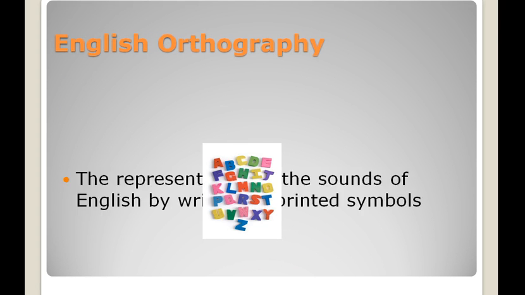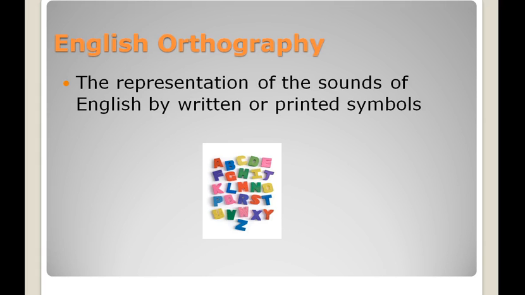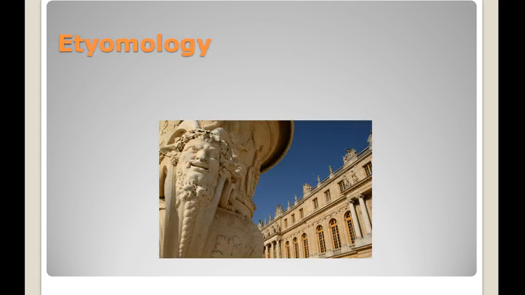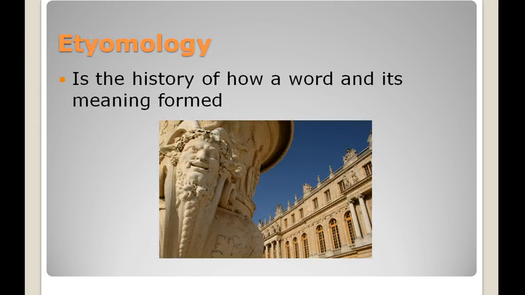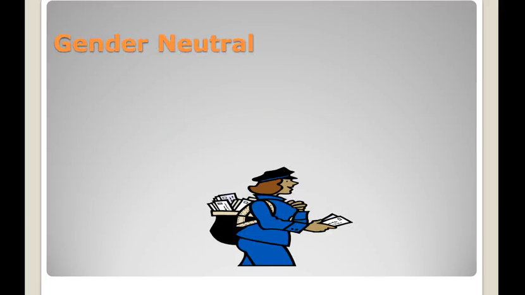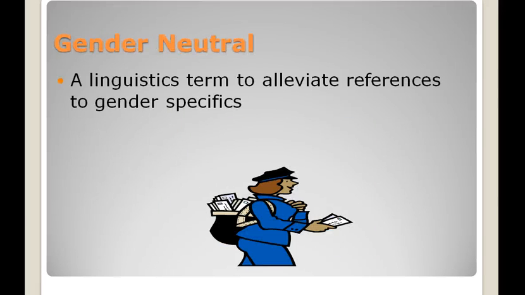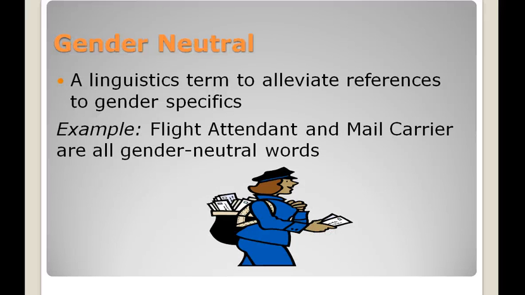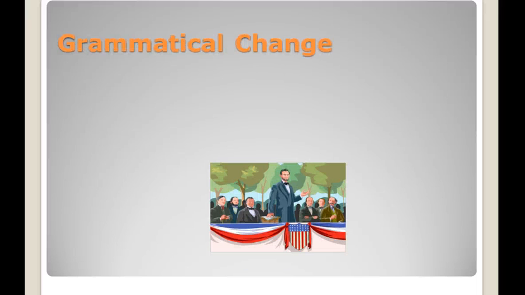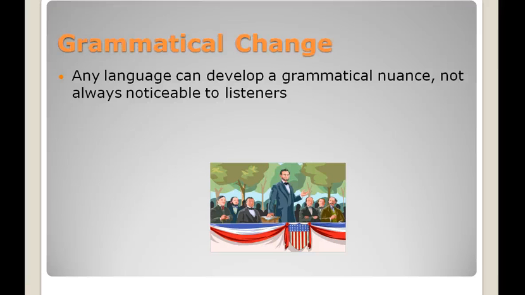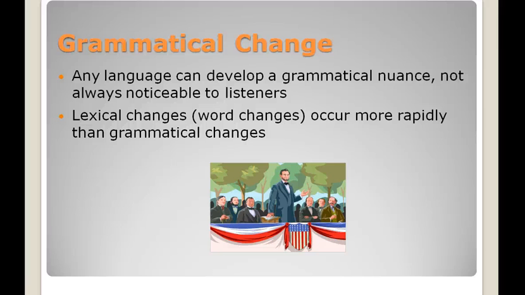English orthography refers to the representation of the sounds of English by written or printed symbols. Etymology, it's the history of how a word and its meaning formed. Gender neutral, a linguistics term to alleviate references to gender specifics. Grammatical change. Any language can develop a grammatical nuance, not always noticeable to listeners.